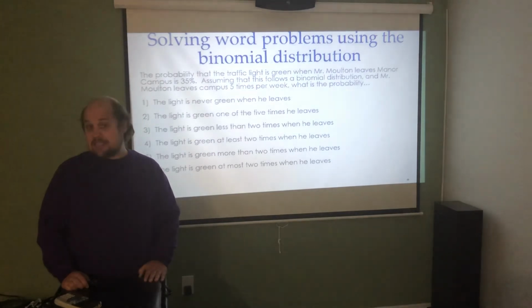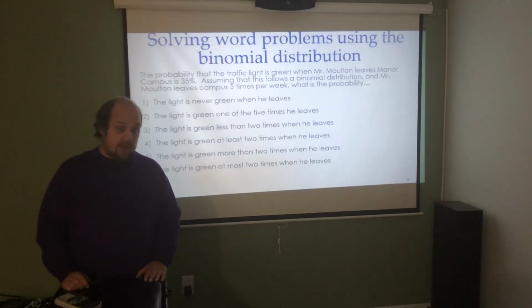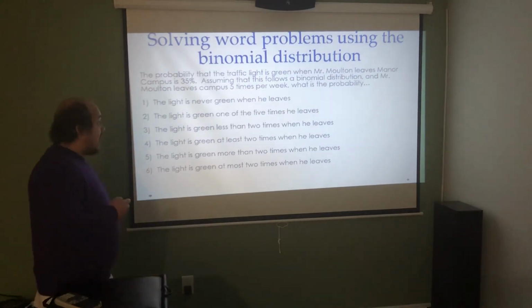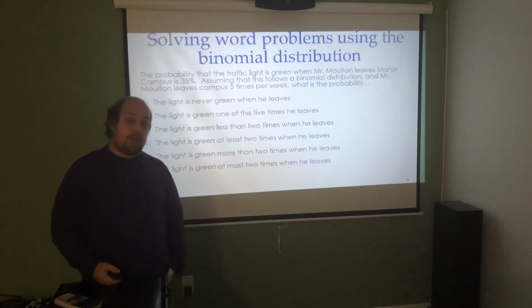If I label a success the light being green when I go to leave, really here I need to run the formula for the probability of x equals 0. I know that my n is the number of times I'm leaving campus, or 5. I know that my probability of success is the percent of time it's green. If I change this 35% to a decimal, that'd be 0.35.